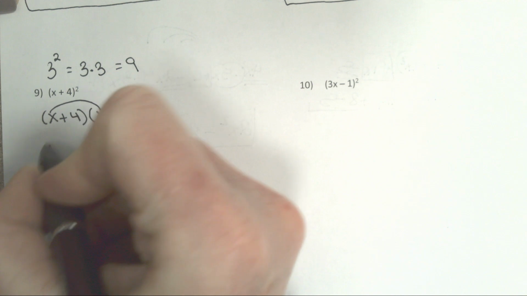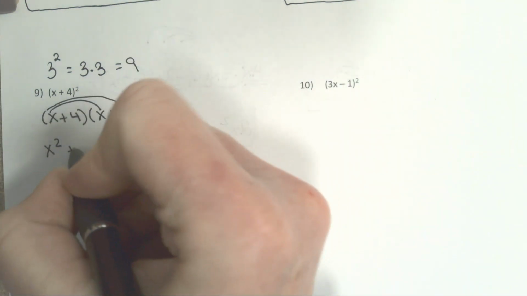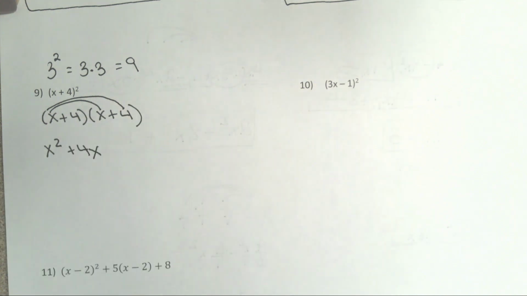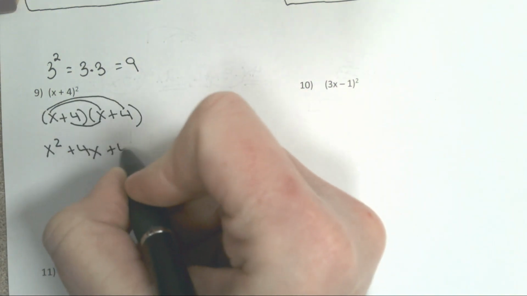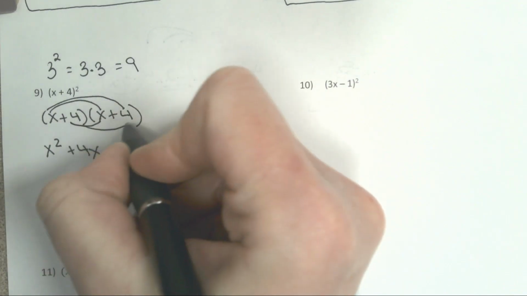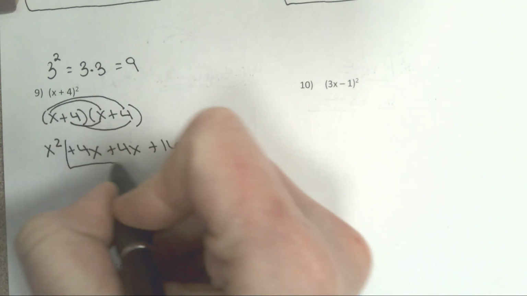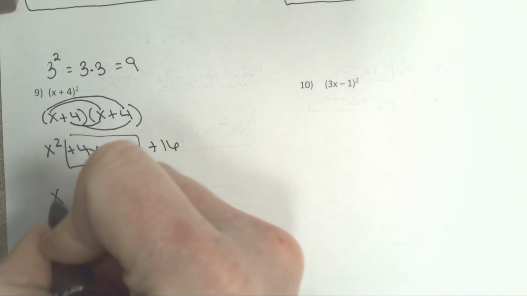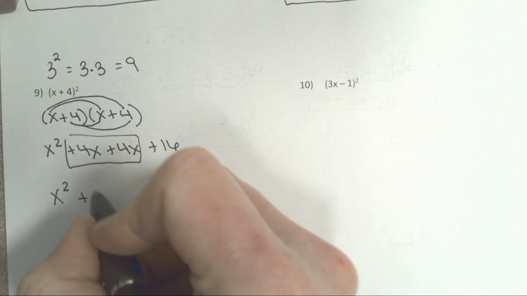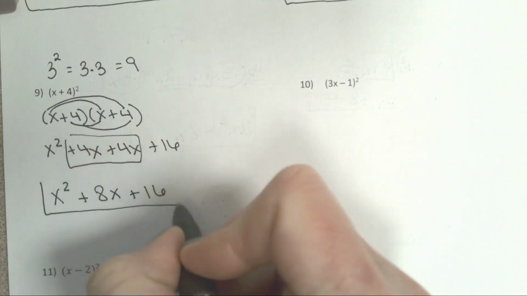X times x is x squared. X times 4 is 4x. Now move on to the 4 and distribute. 4 times x is another 4x. And 4 times 4 is 16. Combine like terms in the middle. I get an x squared plus 8x plus 16.